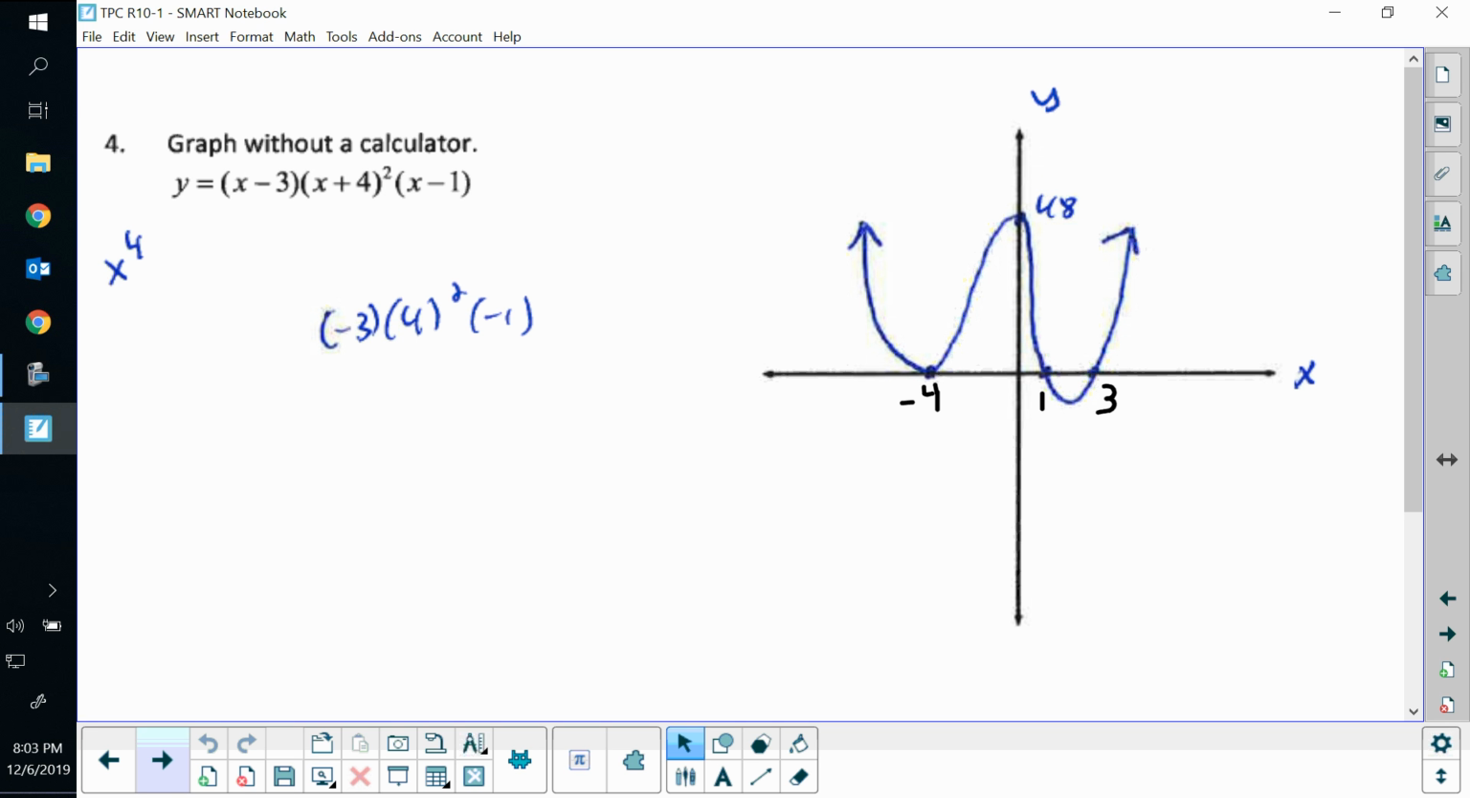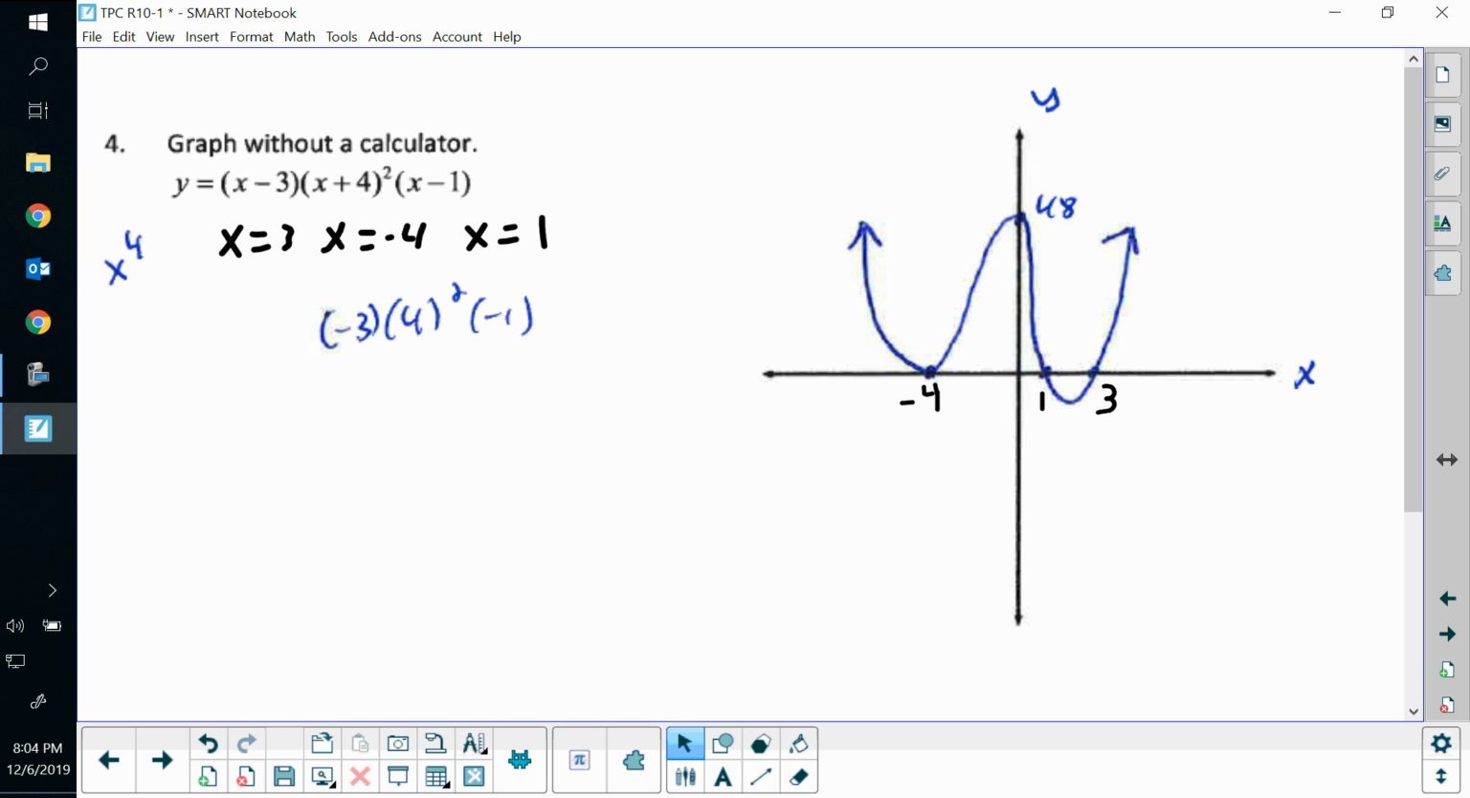Couple things we needed to find. We needed to find each of our roots, so we end up getting x equals 3, x equals -4, and x equals 1. Keep in mind at x equals -4, we have to bounce.